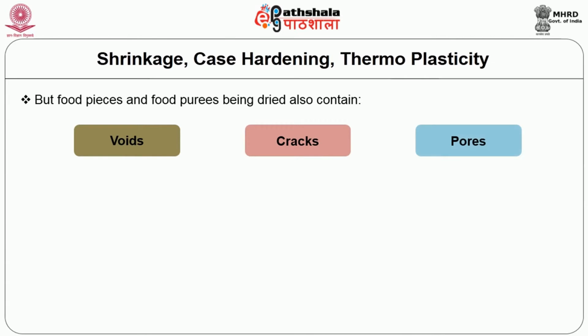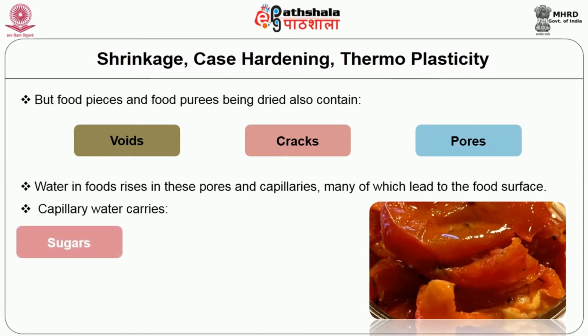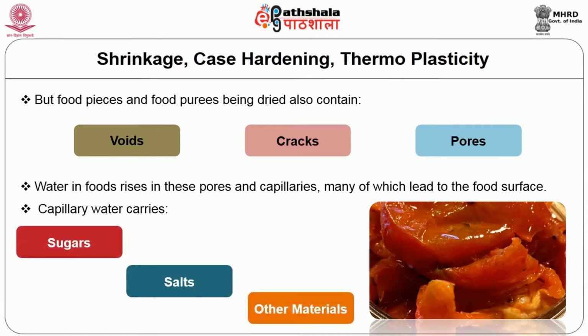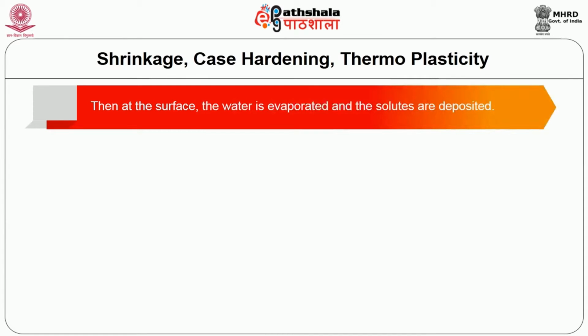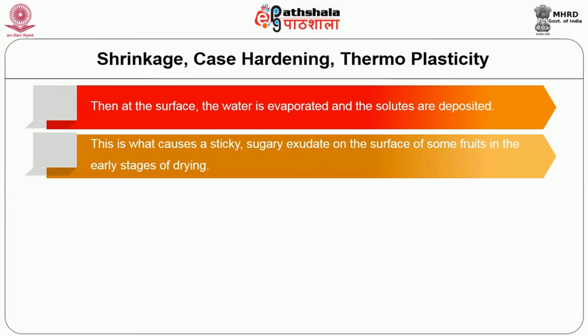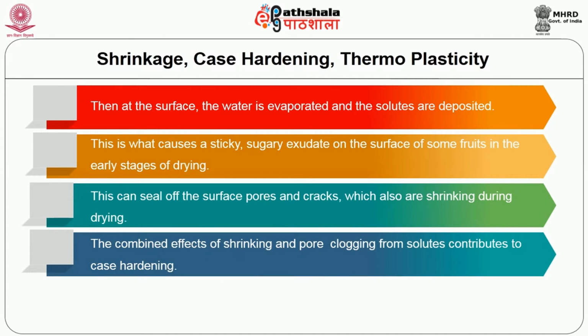to minute capillary size. Water in foods rises in these pores and capillaries, many of which lead to the food surface. Capillary water carries sugars, salts and other materials in solution to the surface of food pieces during dehydration. Then at the surface, the water is evaporated and the solutes are deposited. This is what causes a sticky, sugary exudate on the surface of some fruits in the early stages of drying. This can seal off the surface pores and cracks, which also are shrinking during drying. The combined effects of shrinking and pore clogging from solutes contribute to case hardening.